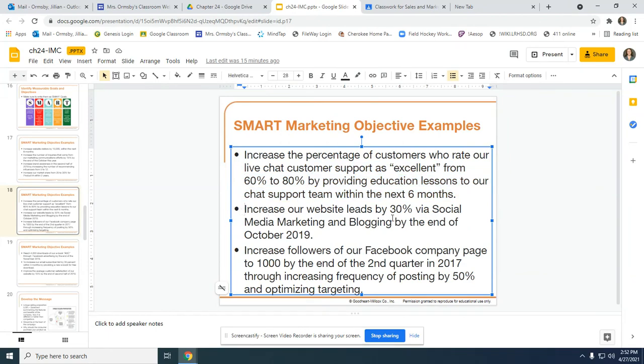Increase our website leads by 30% via social media marketing and blogging by the end of October of 2019. Increase followers of our Facebook company page to 1,000 by the end of the second quarter in 2017 through increasing frequency of posting by 50% and optimizing and targeting. That's another way where they really spell out how they're going to reach their goal.